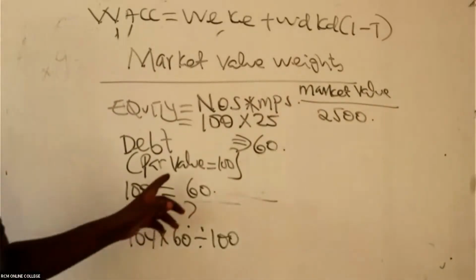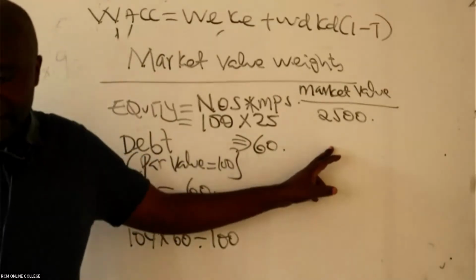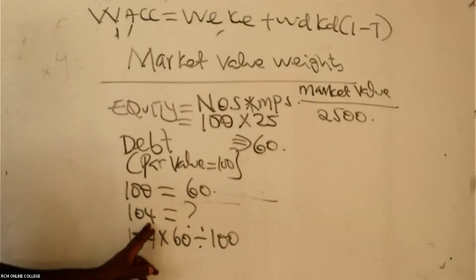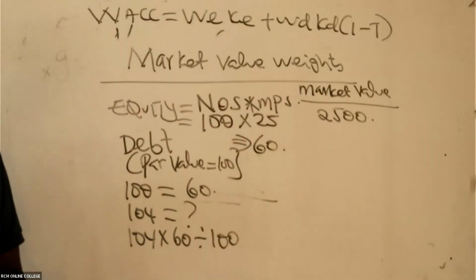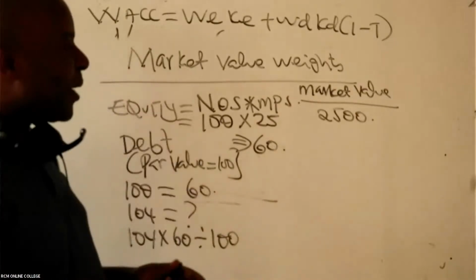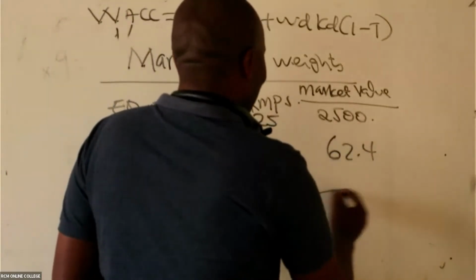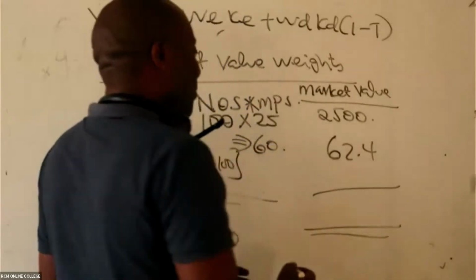So then what is the figure here, somebody? What is the market value of debt? 104 times 60 divided by 100. Are you able to give me the value? E0 stands for what here? The current market price per share, 62.4.